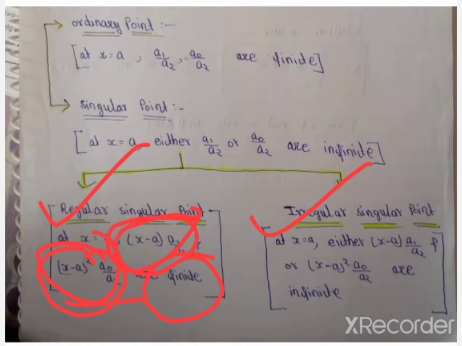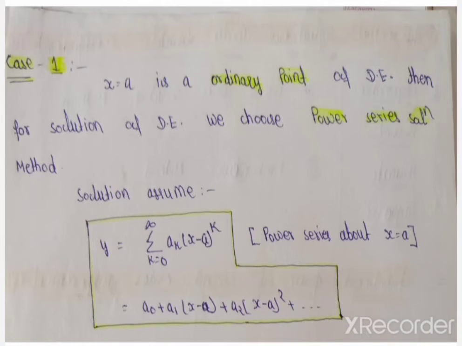Now we will discuss the solution of these equations. Case first: x is equal to a is an ordinary point of the differential equation. Then we will use the power series solution method. Power series solution method is y is equal to summation k is equal to 0 to infinity ak into x minus a whole power k.